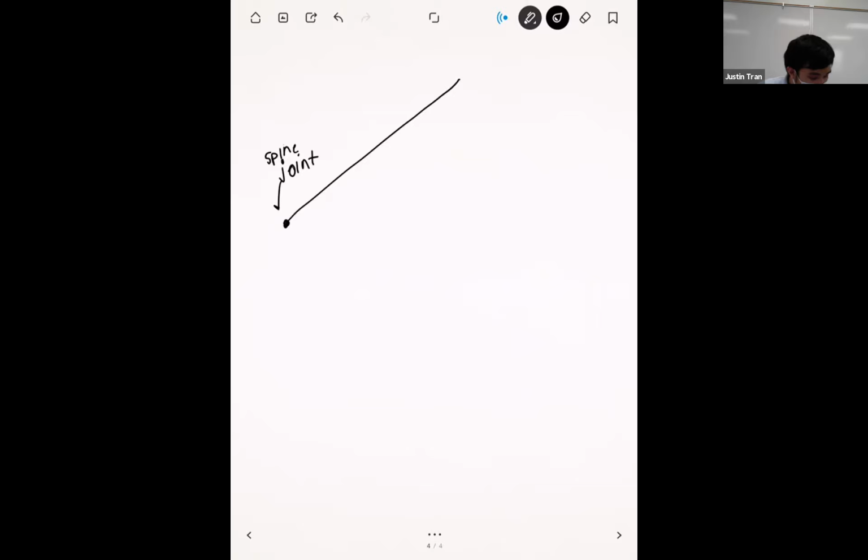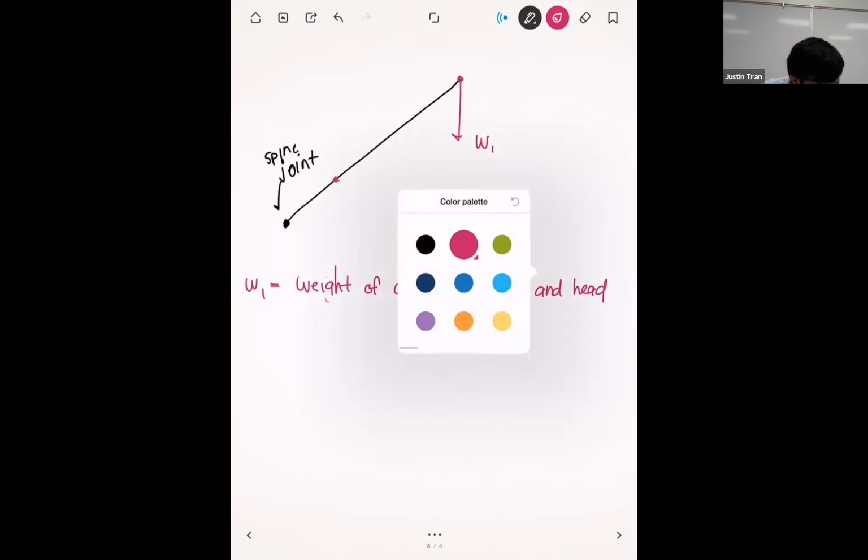Right. And let's say that we have 2 weights that are being applied here. Let's assume that we have one weight here, W1, and this is going to be the weight of the arm, shoulder, and head. And then we have another weight, W2, which will denote right here.